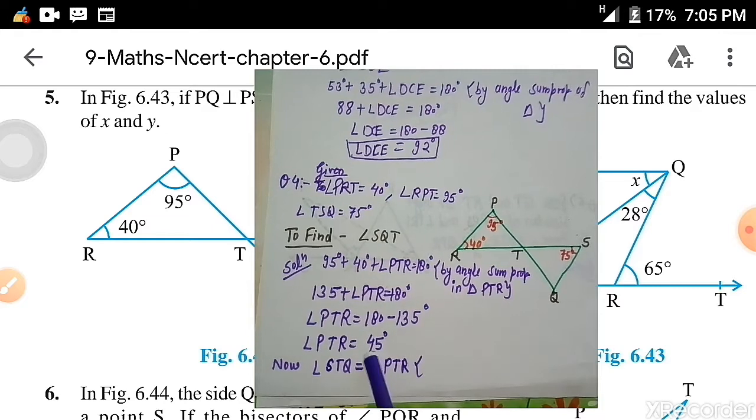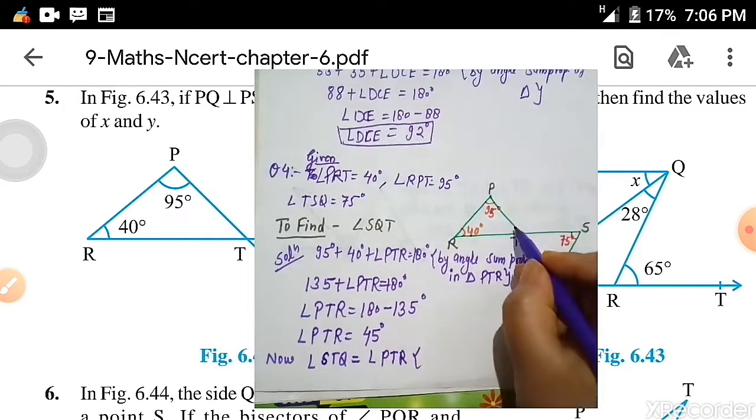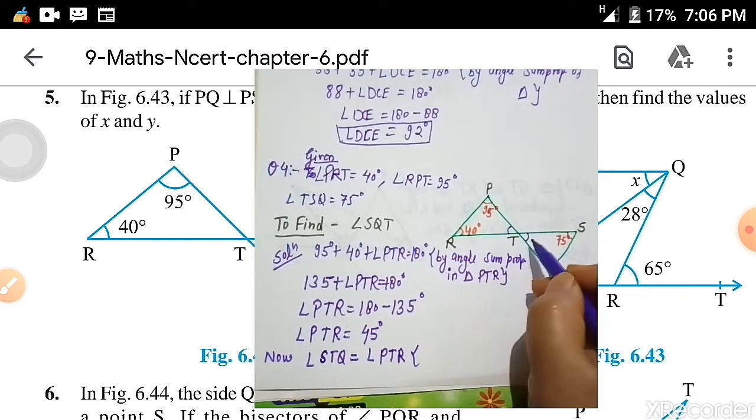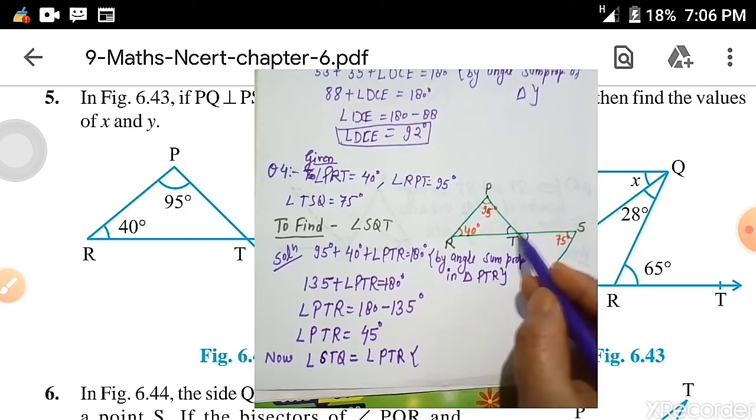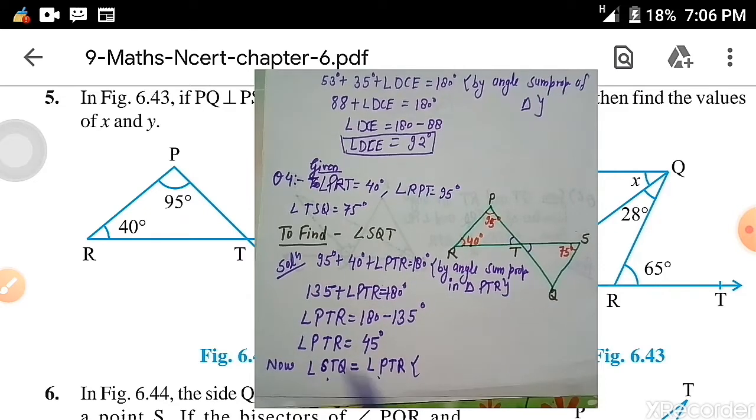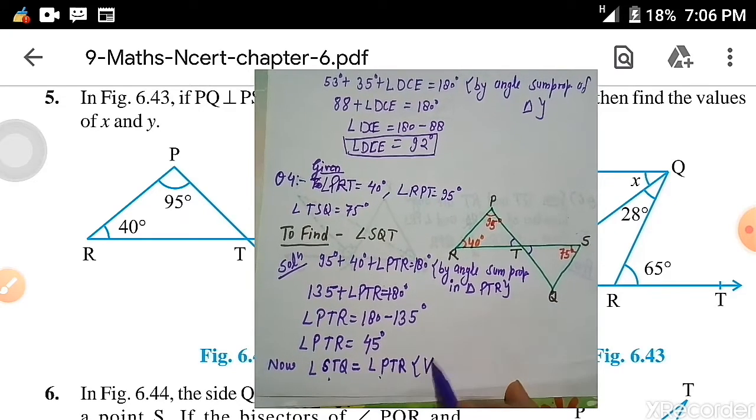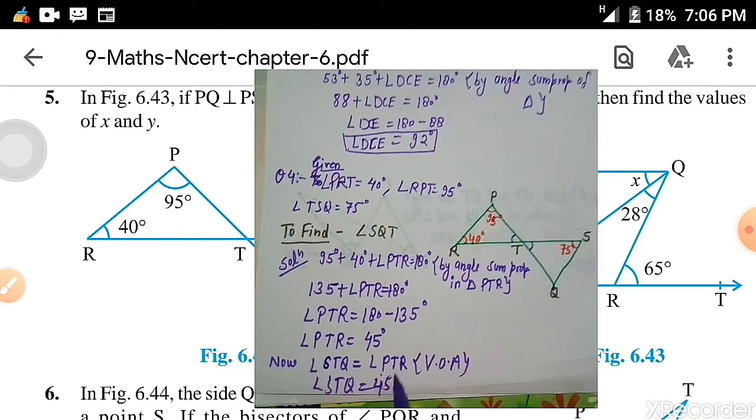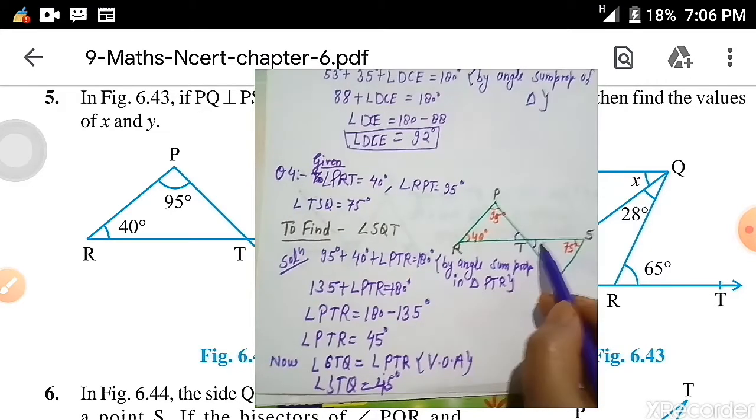Now if this angle is 45, then definitely this angle will also be 45 because these are vertically opposite angles, and the name of this angle is STQ. I have written STQ is equal to PRT because these are vertically opposite angles. So angle STQ is equal to 45 degrees. Now this is 45 degrees.